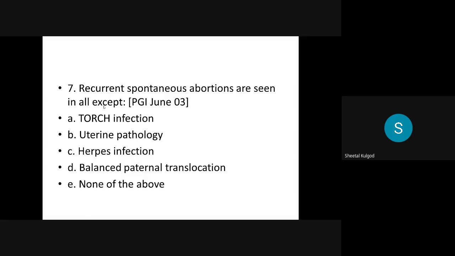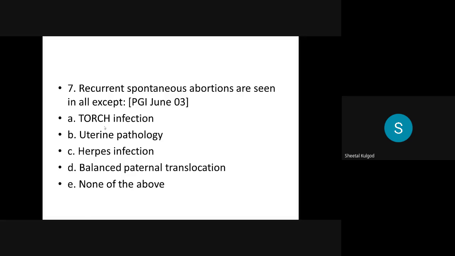So what they're asking is conditions where there is no recurrent abortions. So you go through the options one by one and anybody can give the answer. Herpes infection and torch infection. Yeah, correct. As we discussed, torch, any maternal infection do not usually cause recurrent abortions, right? So here both the options, that is torch infection and herpes infection, do not cause recurrent abortions, and those two will be the answers because they have asked except.